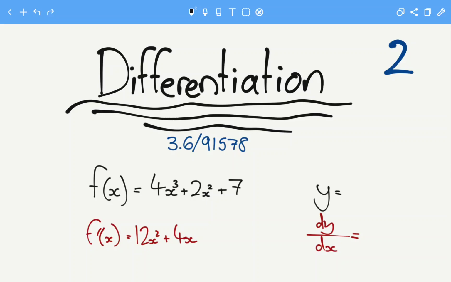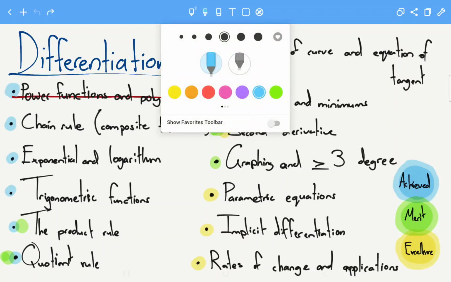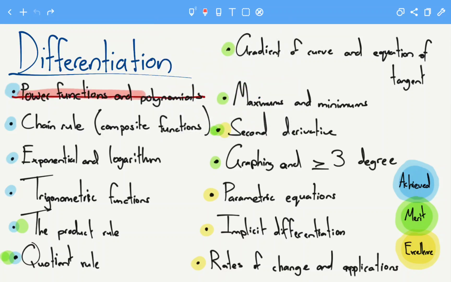Today we are continuing with our differentiation level 3 journey into lesson 2. In lesson 1 we covered the power functions with polynomials, so basic differentiation. And then today we will be doing the chain rule, or otherwise known as composite functions.